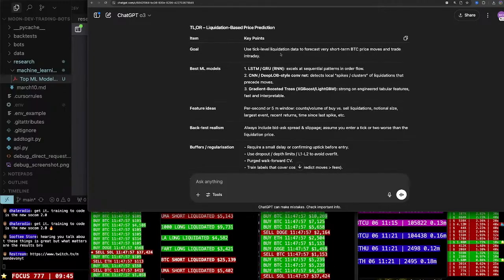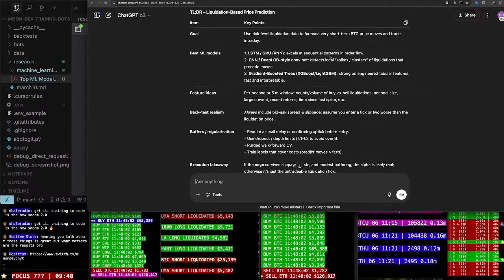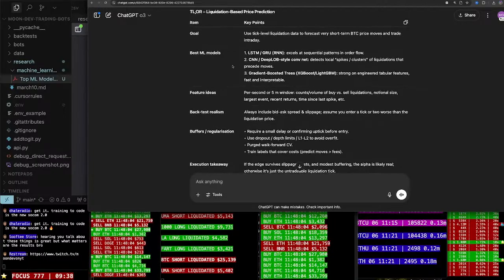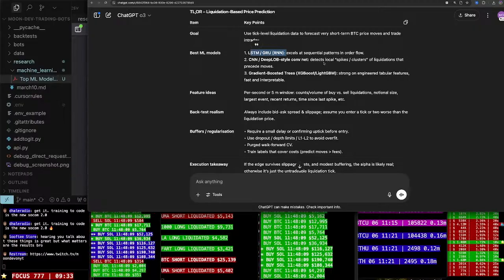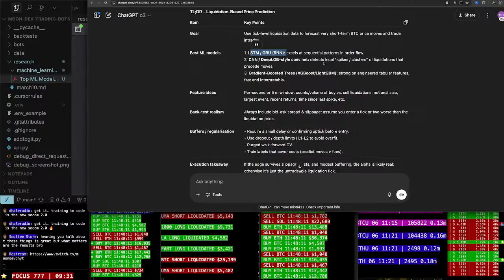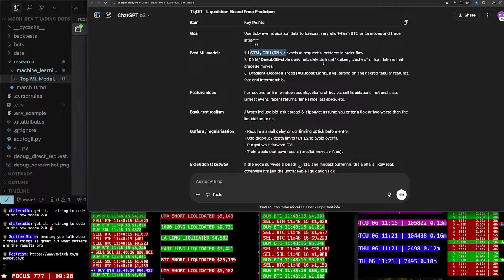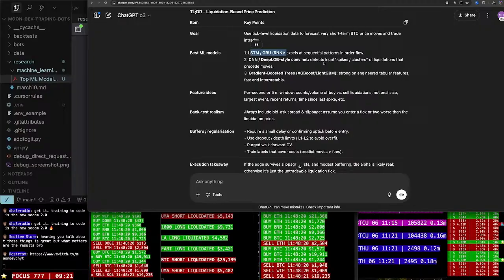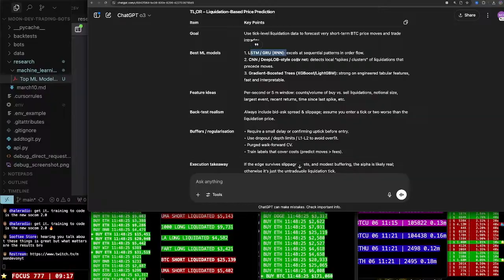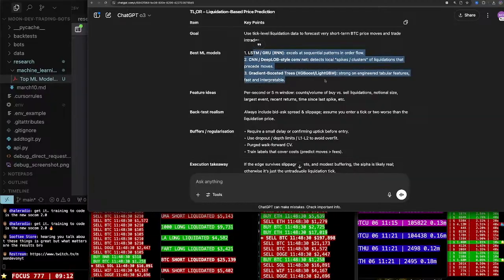TLDR is goal. Use tick level data, liquidation data to forecast very short-term BTC price moves and trade intraday. Best ML models, LSTM or GRU. I'm familiar with all these models, which is nice. I've mentioned this before, but I got over my skis when I started algo trading. I went straight to learn how to do machine learning. I barely learned how to code first. Crazy. So I've seen all of this and I keep revisiting it about once a year.